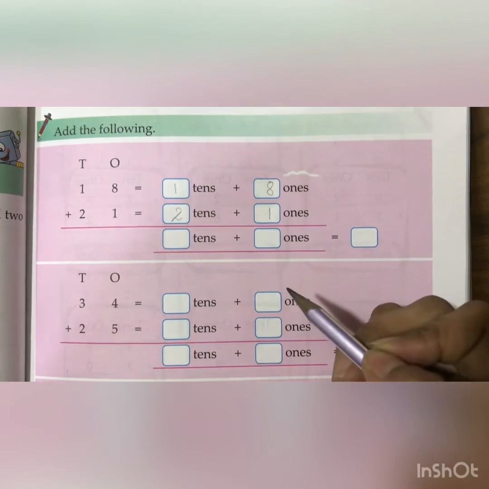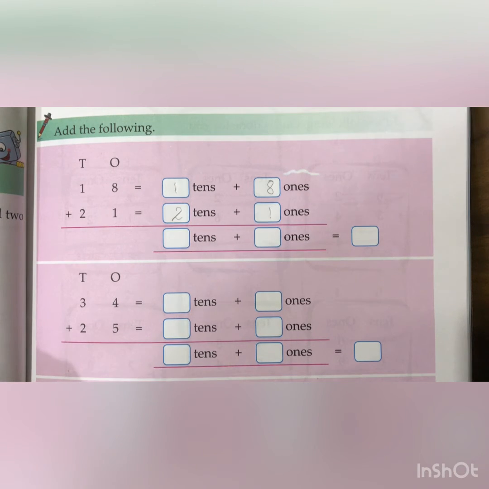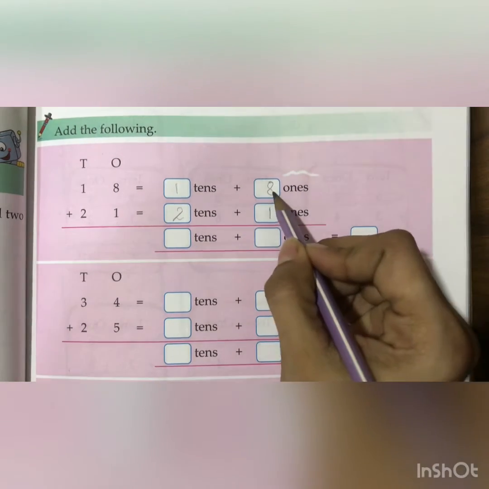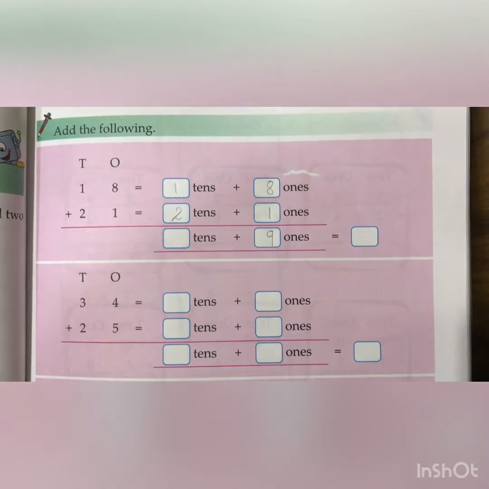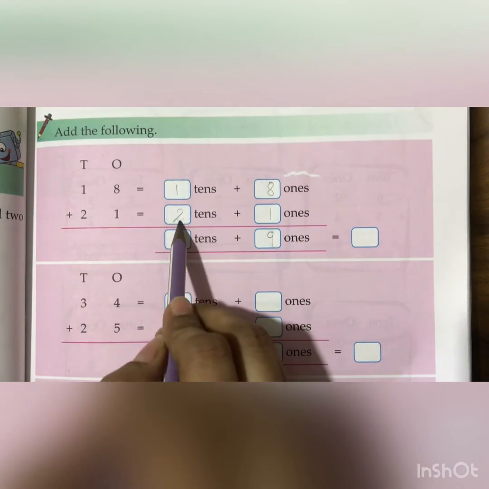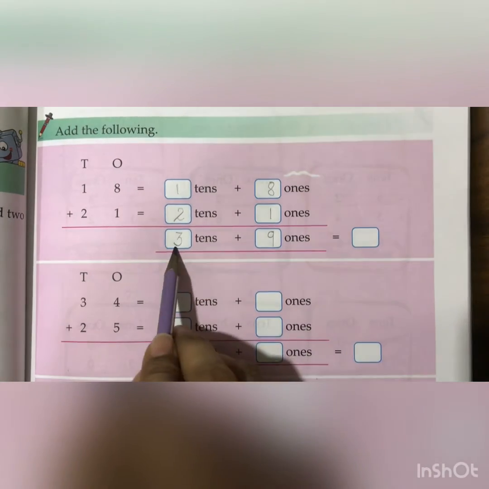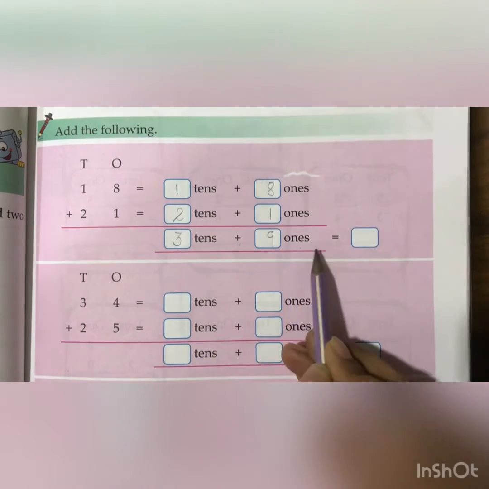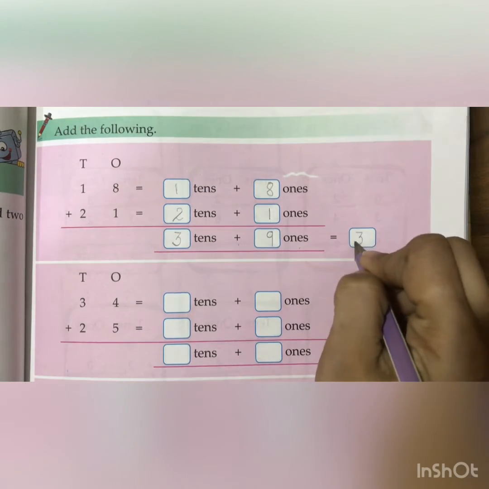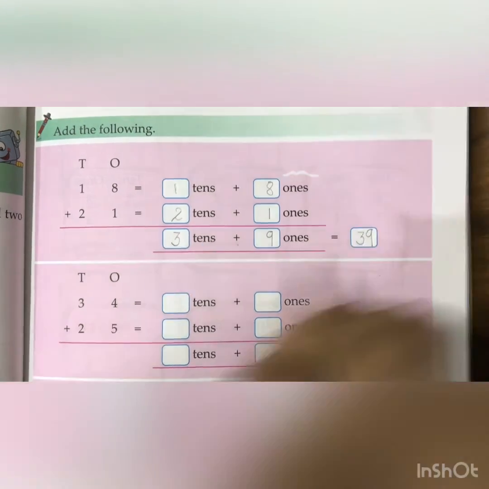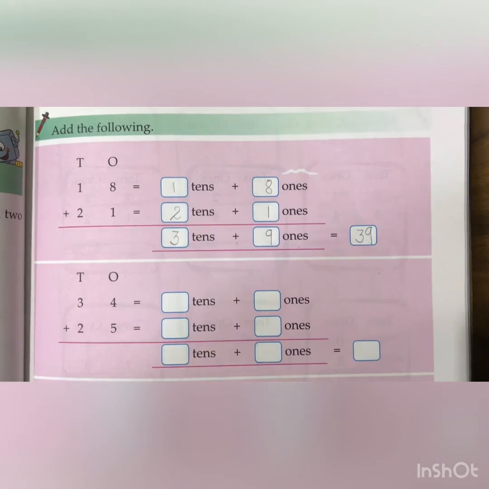8 ones plus 1 one is equal to, remember now, when we add 1 to any number, we get the next number. 8 ones plus 1 one is equal to 9 ones. 1 ten plus 2 tens is equal to 3 tens. So, 3 tens plus 9 ones is equal to 39. Isn't it easy, children? Yes.